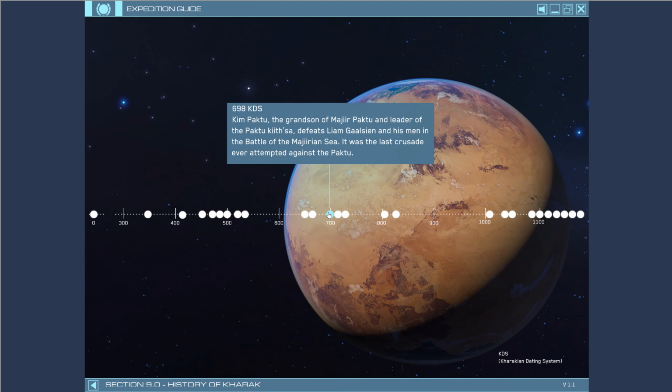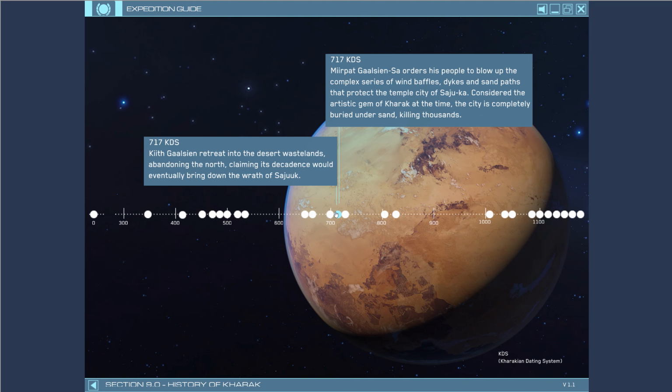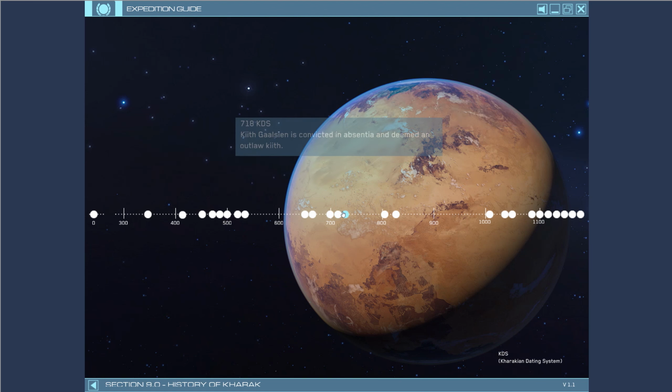And finally, we've reached the 700s. In 717, the Galcian retreat into the desert wastelands, banned in the north, claiming its decadence would eventually bring down the wrath of Seljuk. Also in that year, Mirpat Galcian Sa orders his people to blow up the series of wind baffles, dikes, and paths that protect the city of Seljuk Ka. It is considered the artistic gem of Kharak at the time, and it is completely buried under the sand, killing thousands. Not only did they basically destroy the gem of Kharak, the city of Seljuk Ka, but also they retreat into the desert. In 718, Galcian is convicted in absentia and deemed an outlaw kith.